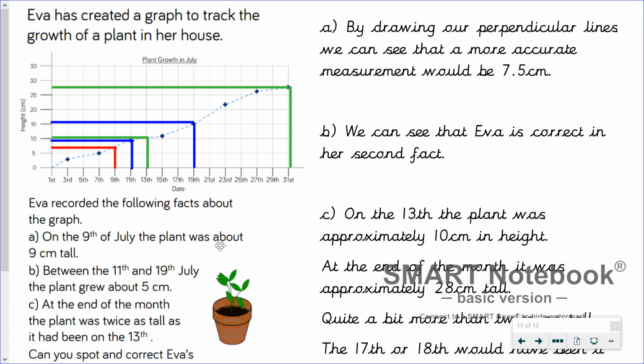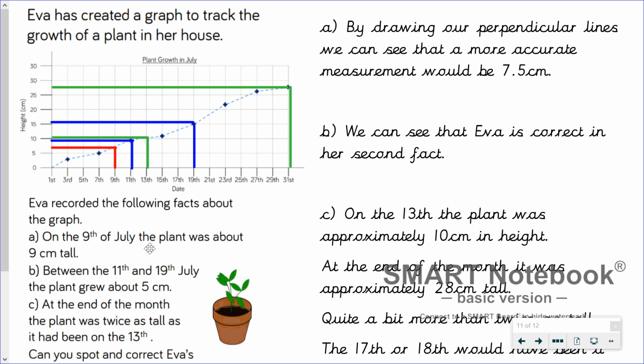B, between the 11th and the 19th of July, the plant grew about 5 centimeters. So I do the 11th, and it was probably about 9 or 10. The 19th, it goes up to about 15. So yeah, if we say 10 to 15, she's absolutely correct. It grew about 5 centimeters.